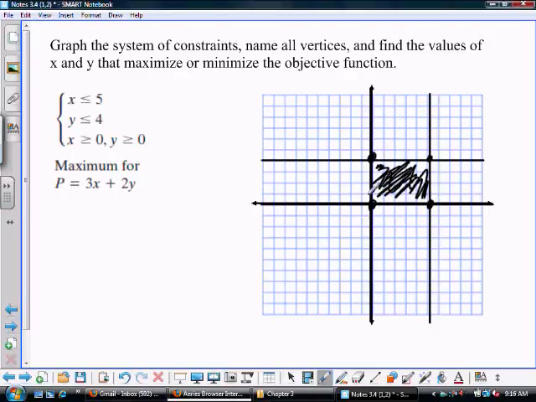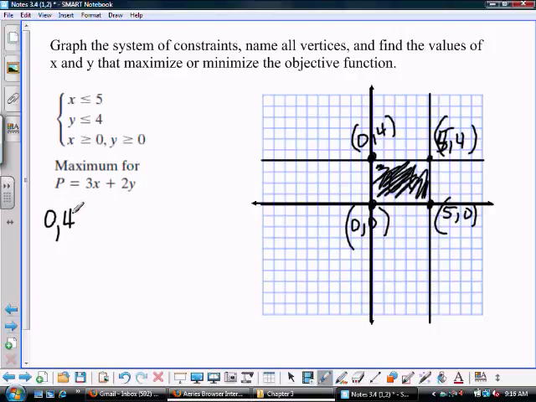Okay, now I've got to go looking for the vertices of this polygon we make. The upper leftmost vertex of this polygon is the point 0, 4. This one is 4, 4. 5, 4, sorry, 1, 2, 3, 4, 5, 4. This one is 5, 0. And this one is 0, 0. I have to see which of these 4 points gives me a maximum or a minimum. Right now I'm asked for a maximum, so we'll do a maximum.